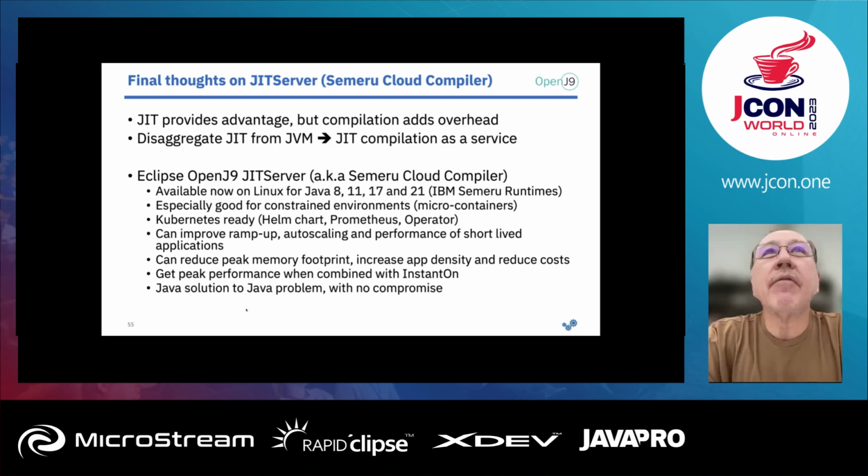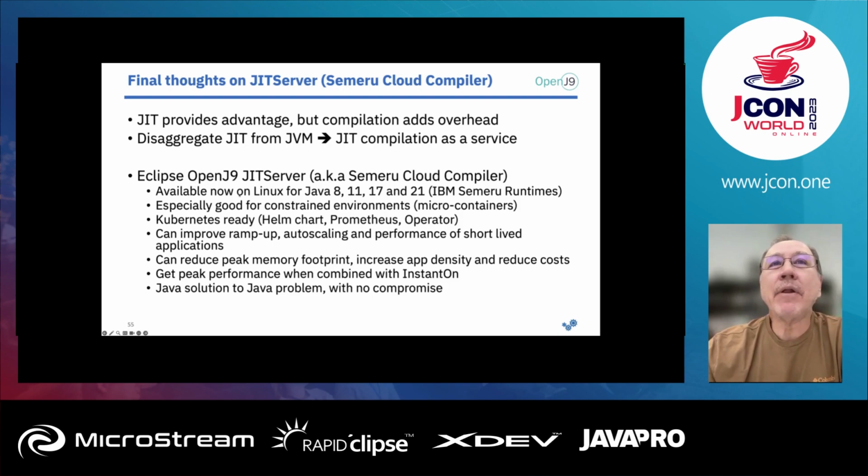So some final thoughts on the JITServer, or the Semeru Cloud Compiler. Again, the JIT provides a great advantage, but compilation does add overhead, both in CPU and memory. So the solution is we're going to disaggregate the JIT from the JVM and create JIT compilation as a service. So this comes with the OpenJ9 Eclipse JVM.